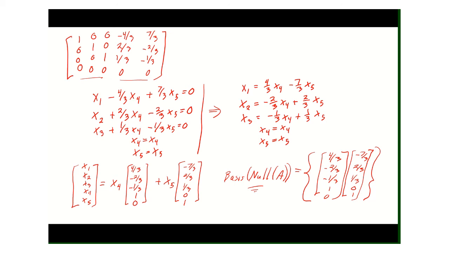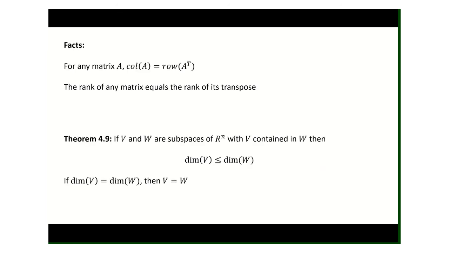Notice I have two vectors in the basis for the null space. So the dimension of the null space is 2. I had 3 vectors in the basis for the column space. So the dimension of the column space is 3. 2 plus 3 equals 5. 5 columns in my original matrix. You always have that relationship.